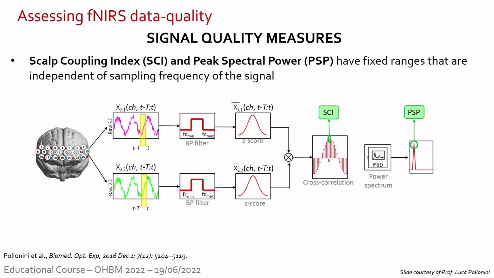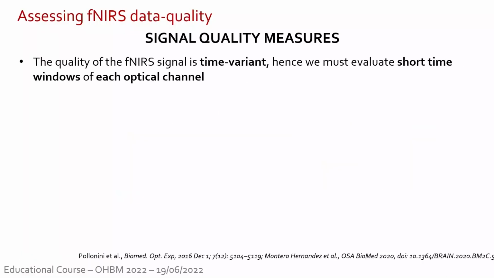And then if you do a Fourier transformation of the signal, you calculate the power spectrum, and you can easily see whether there is the heartbeat signal in the data. So the combination of these 2 will allow us to identify whether we are in front of a good or a bad channel, basically.